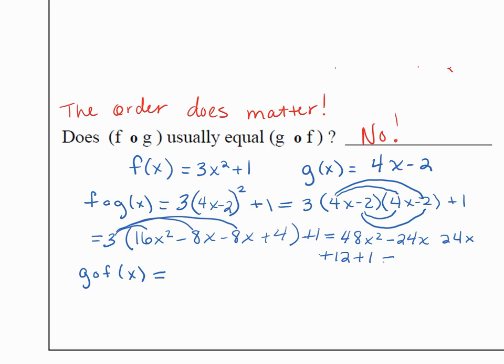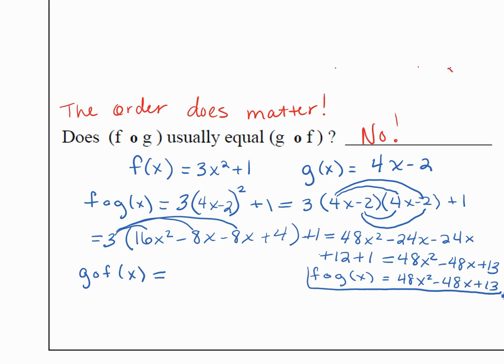And finally, our last step, combining like terms. We just have 48x squared. And then minus 24x minus 24x gives us negative 48x. And then we have 12 plus 1, so plus 13. Okay, so here what we're saying is that for these two functions, f composed with g of x is equal to 48x squared minus 48x plus 13.